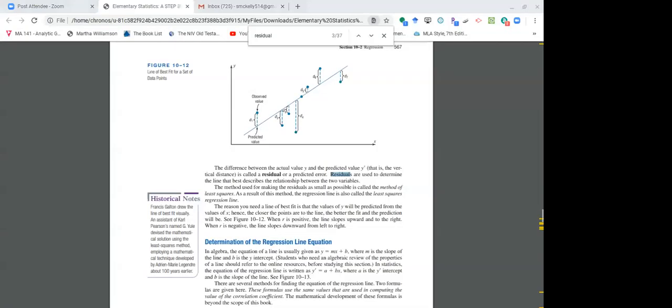Okay, so this is a picture of this line here, this line that's increasing, that's your regression line. Your observed value is the one that comes from your data points. Your predicted value is the one you get from your regression equation, okay? So what this picture shows is that sometimes the residuals are positive and sometimes they're negative, okay? So it says the difference between the actual Y, which comes from your data.